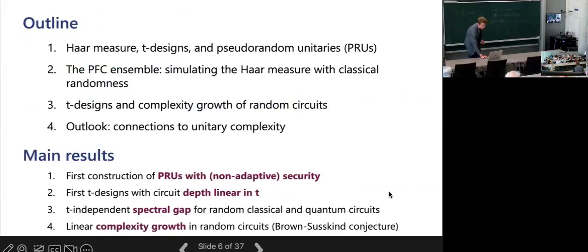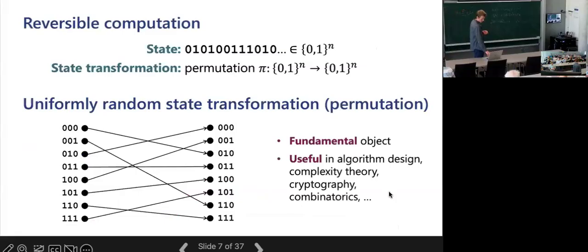Okay. And finally, then I'll talk about complexity growth in random quantum circuits. This is known as the Brown-Susskind conjecture because it came out of black hole physics. I'm not actually going to say anything about black holes. Okay, so that's the plan.